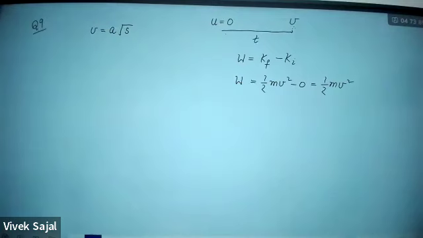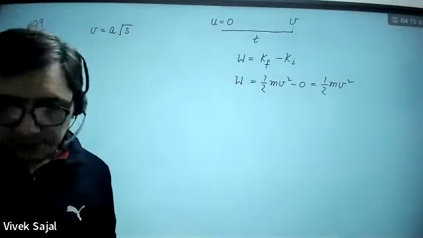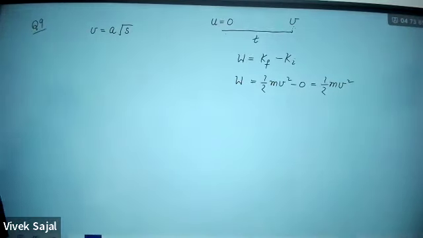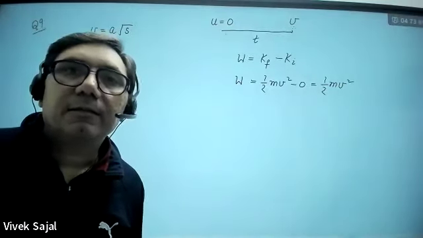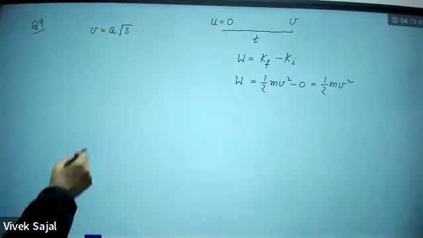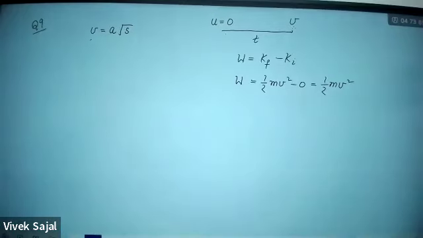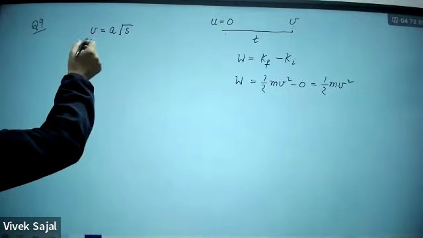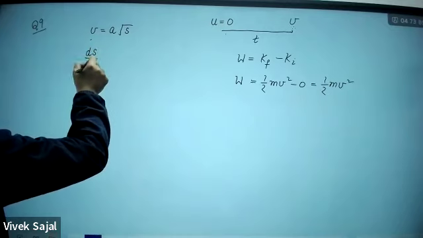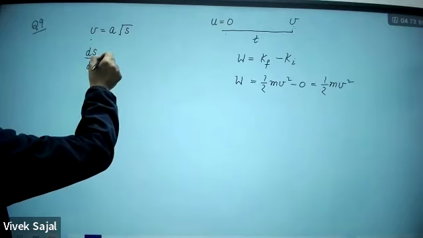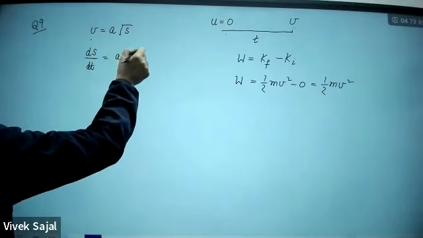This will be the work done, 1 by 2 m v square. So you have to find this in terms of t. If you look into the options, you have to find the work done in terms of time. So I have to find this velocity in terms of time. So what will be v? This will be ds by dt, and this will be a root s.